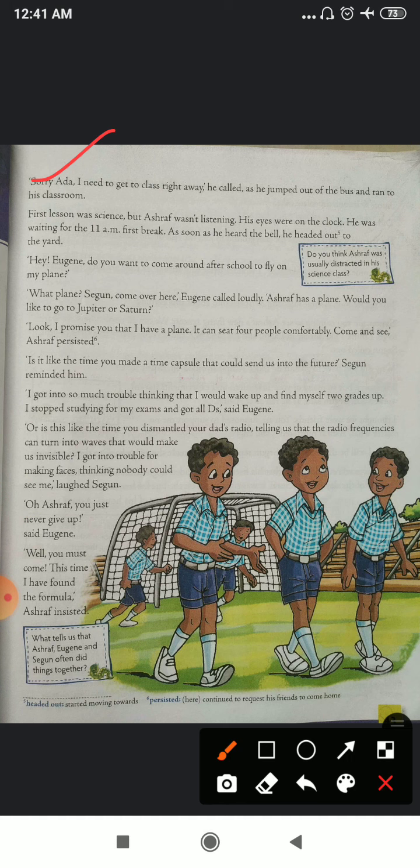What does headed out mean? Headed out means started moving towards the yard. So he quickly started moving to the ground, or you can say the yard.